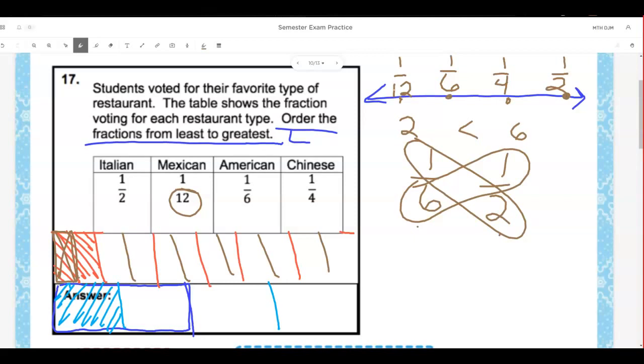Okay? And now this is from least to greatest. It's on my number line, so it's least to greatest. So you're going to see a question like that tomorrow. You can look at the fraction thing over here if you want.